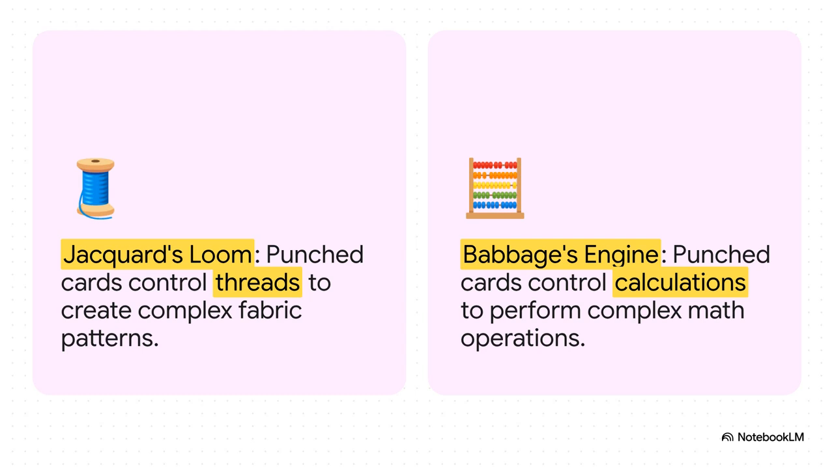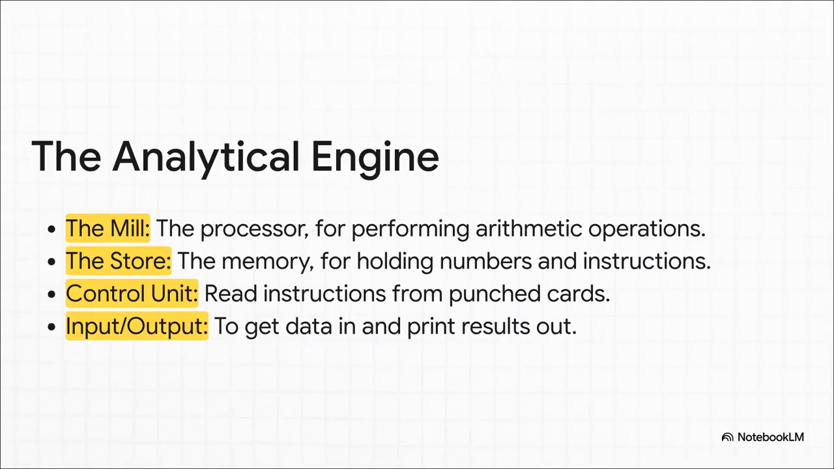Decades later, a mathematician named Charles Babbage saw Jacquard's Loom and had this incredible flash of insight. He thought, wait a second, if punched cards can weave fabric, they could also weave numbers. He took that exact same concept and adapted it for his theoretical machine, the Analytical Engine. Now, even though it was never actually built, Babbage's design from 1837 was just mind-blowing.